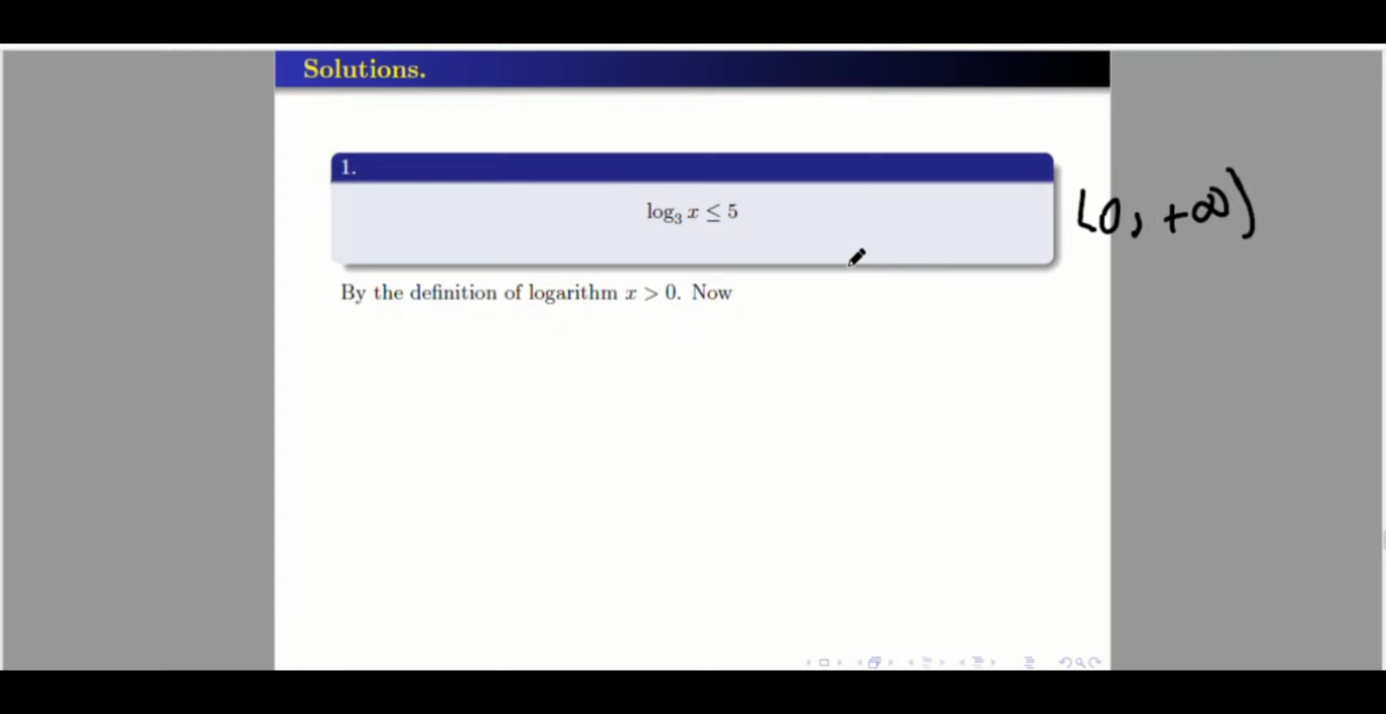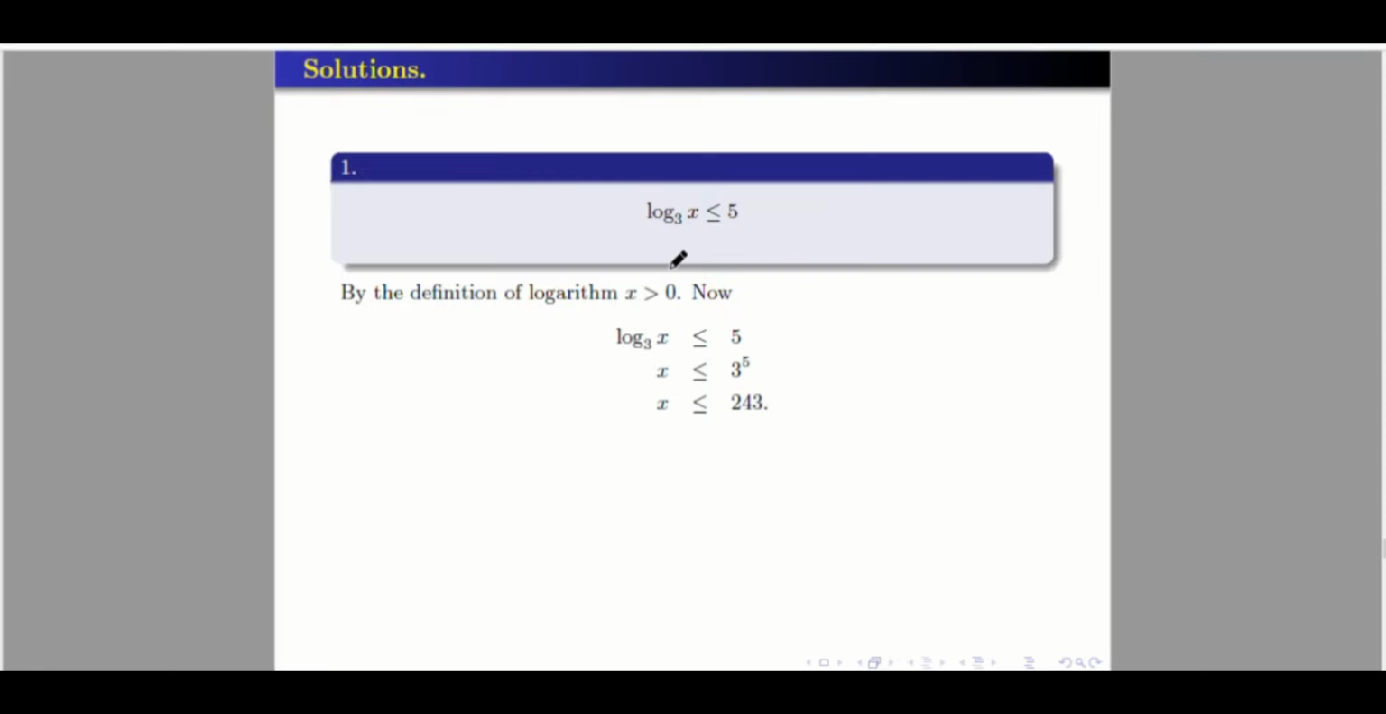Now, let's use property number 1. We'll start here, so x, then the base, and then the 5. So we have x less than or equal to 3 raised to 5. Next, of course, we'll just expand 3 raised to 5. It is equal to 243. Okay, now we're done with this part.